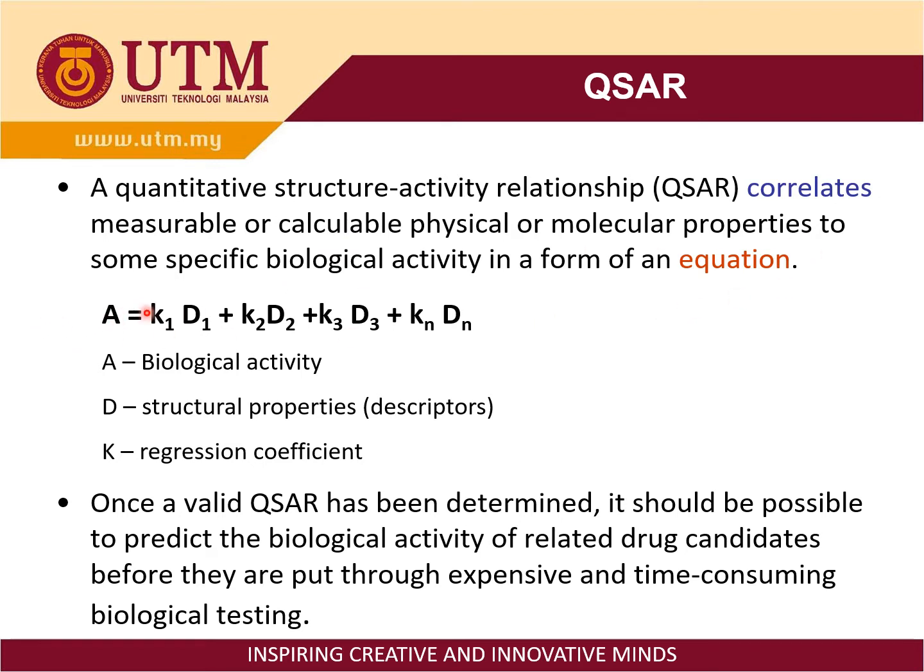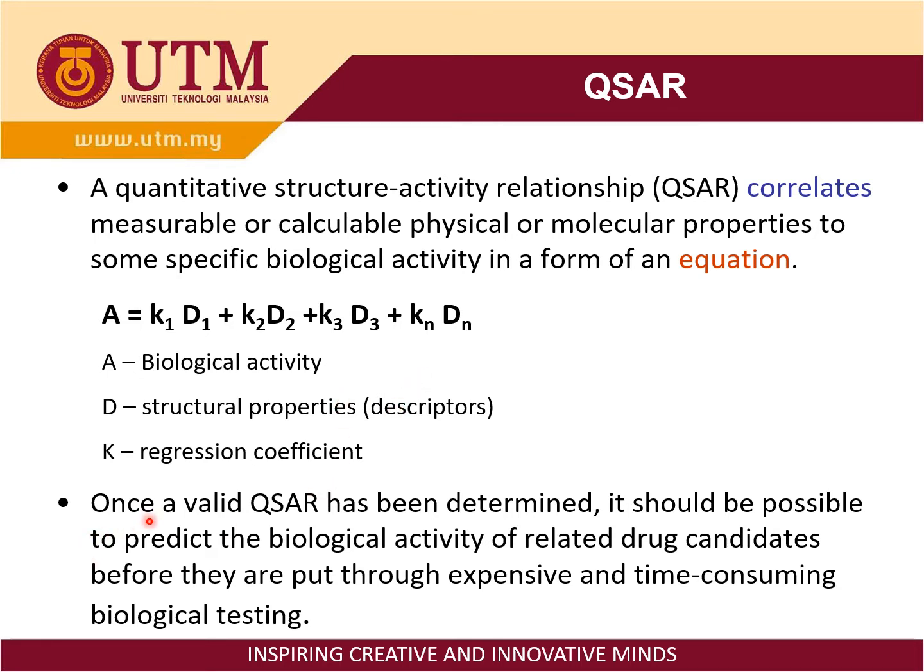Alright, let's look at the equation in QSAR or QSPR. First, there must be biological activity, which is the response or activity. Usually we get this activity from experimental work. Then on the right side are the structural properties and also the regression coefficient K. So D1, D2, D3, D4 are the structure: structural property number 1, number 2, and so on. These are also known in QSAR and QSPR as descriptors. In chemometrics, we call them variables or features. It is the same thing, but in QSAR we call them descriptors.